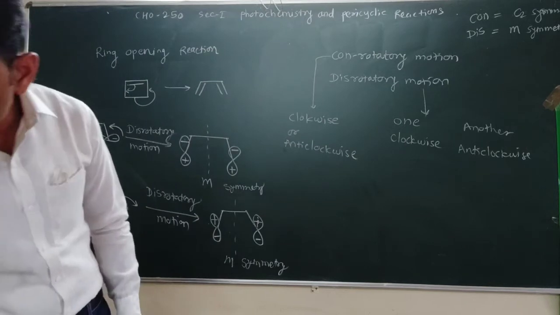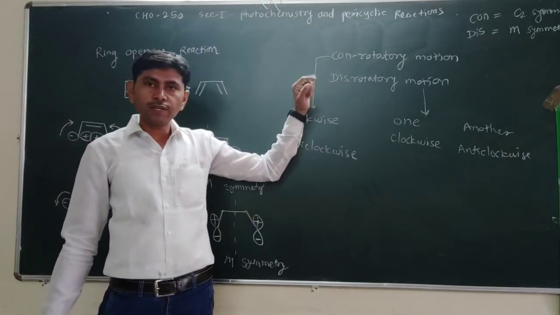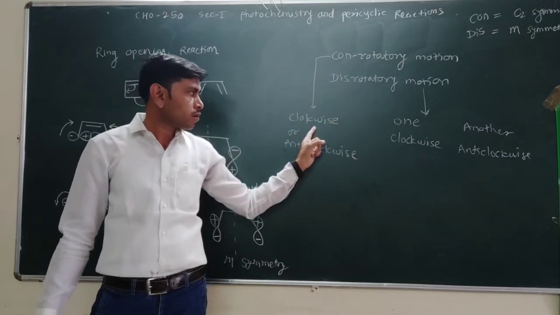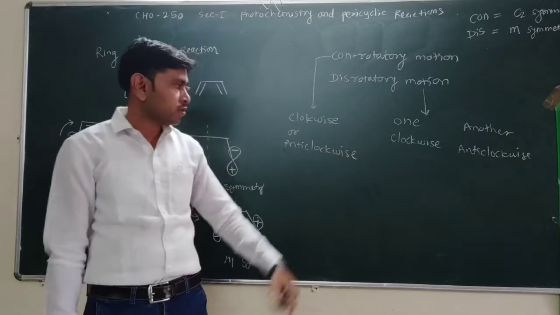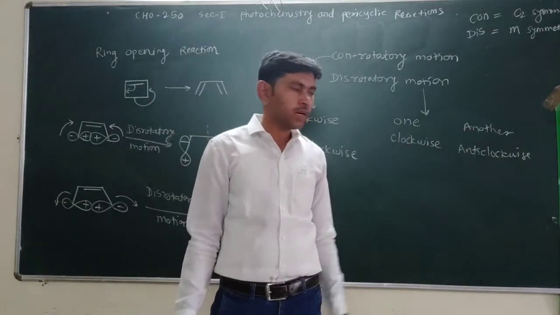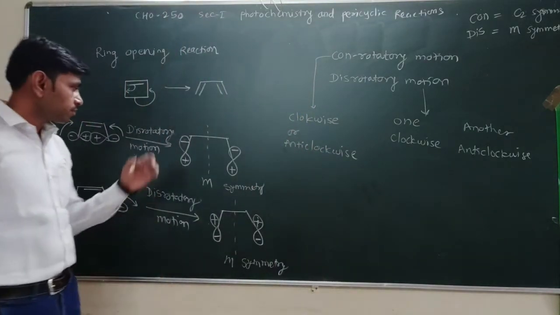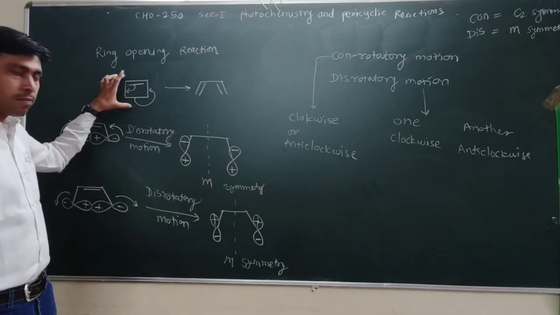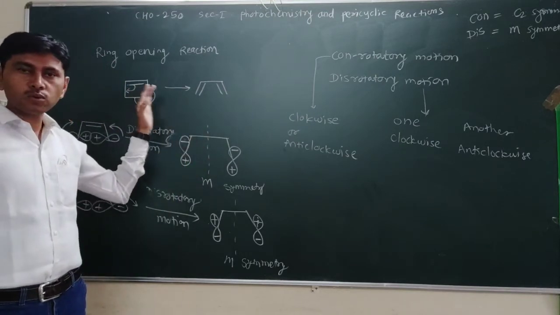So what is conrotatory motion? Conrotatory motion is the motion in which both orbitals rotated clockwise or both anti-clockwise, and disrotatory motion is the one in which one orbital rotated clockwise, another rotated anti-clockwise. Now another point that we have to consider here: this is the plane ring with no substituent.